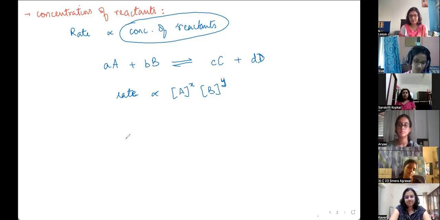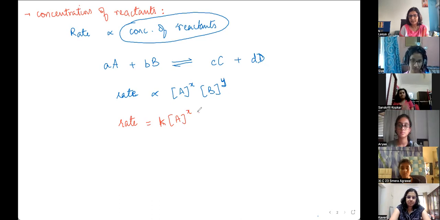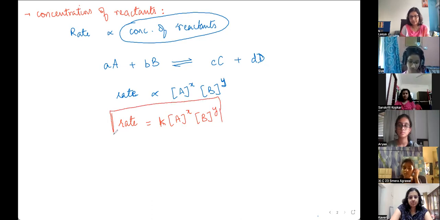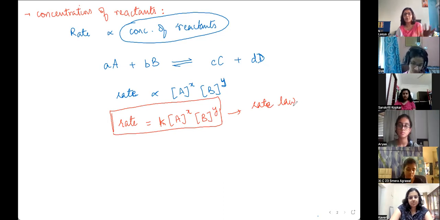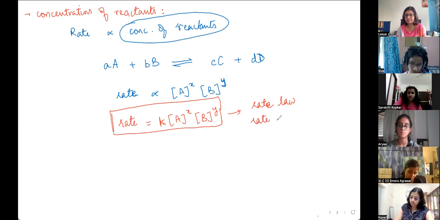So if you want to convert it into an equality, rate will be equal to k, a constant of proportionality, times concentration of A raised to the power x, concentration of B raised to the power y. And this expression is called the rate law. Every reaction has its own rate law. It is a property of the reaction. You also call it the rate expression.